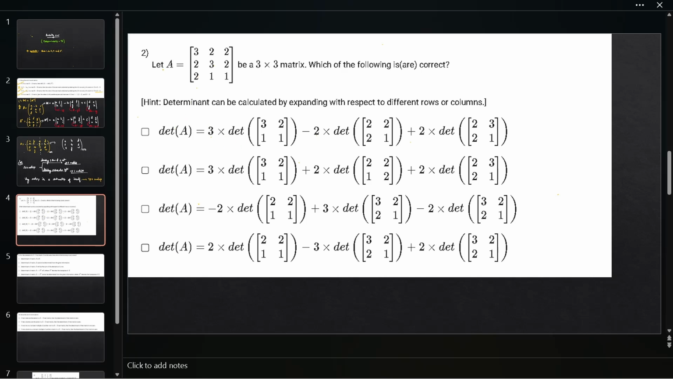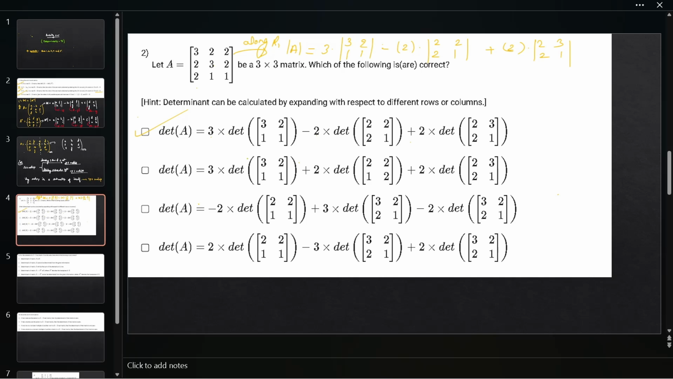If I take this matrix and expand it along R1, what will I get? I will get determinant of A as 3 times this matrix, 3 2 1 1, minus 2 times this matrix, 2 2 2 1, and then plus 2 times this matrix, 2 3 2 1. So if I expand along R1, I get this value, and this is my option 1.